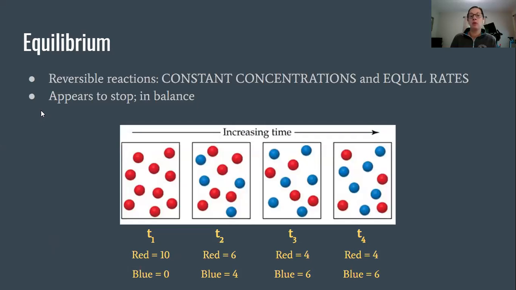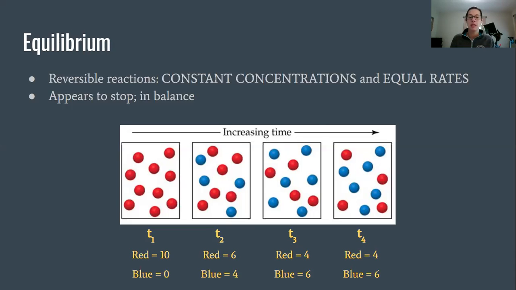So when you have something at equilibrium, you have those reversible reactions that we talked about before. And when equilibrium is reached, you would have constant concentrations, and the forward reaction and the reverse reaction would appear to be happening at equal rates. So the whole reaction kind of appears to stop because it's in balance. What's being produced is being decomposed at the exact same rate.